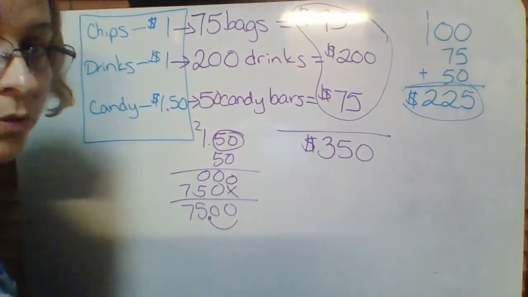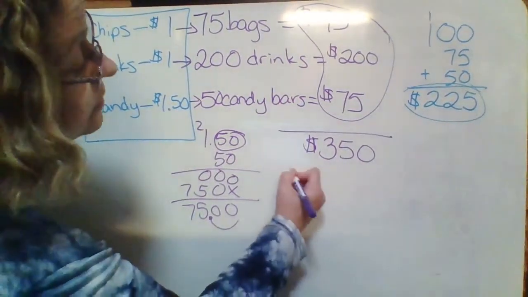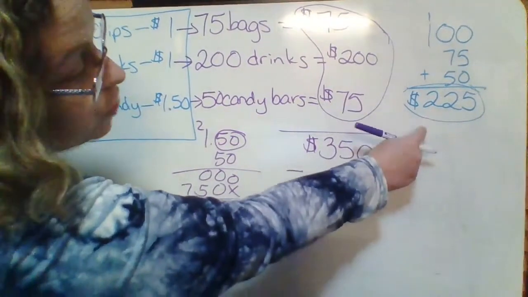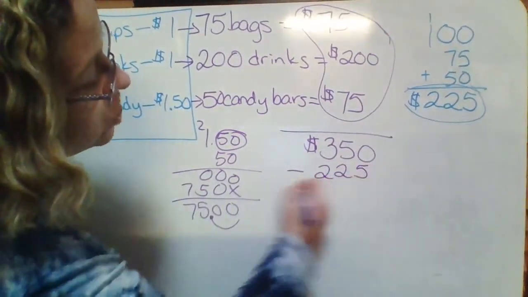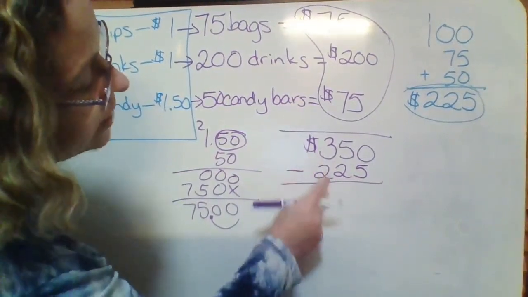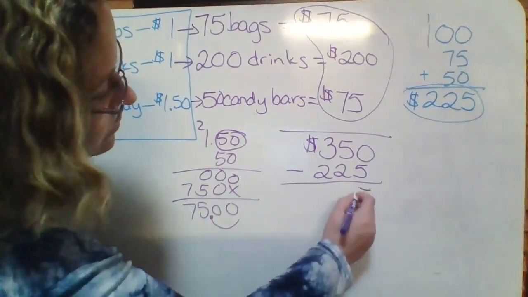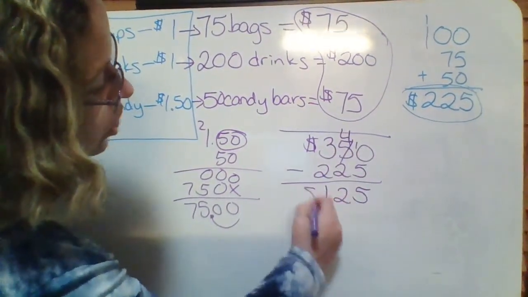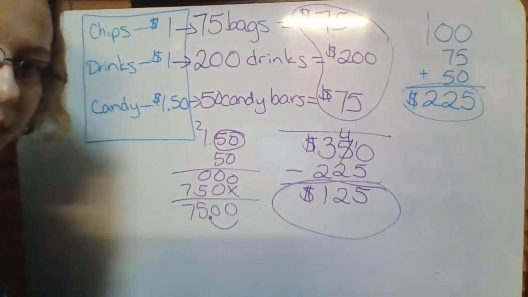What was our profit? How would we find out? You subtract. So you take what you earned and you subtract what you spent. So I'm going to take the $350 that we earned and I'm going to subtract out the $225 that we spent. So we made a profit of $125.